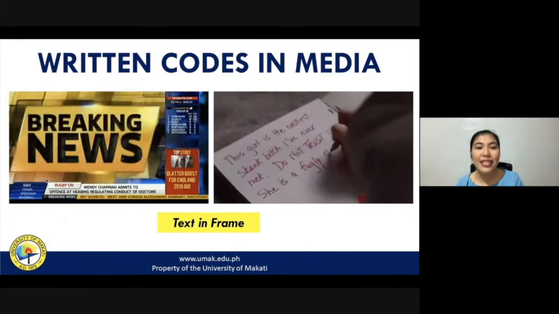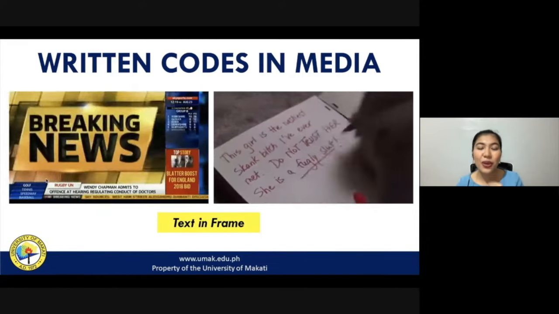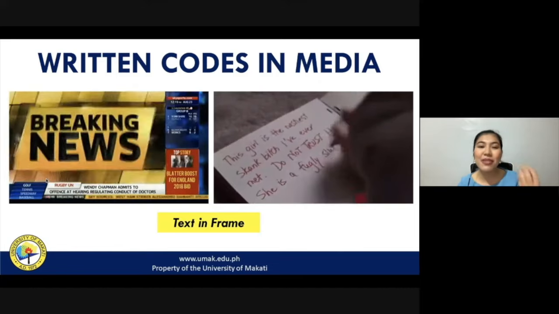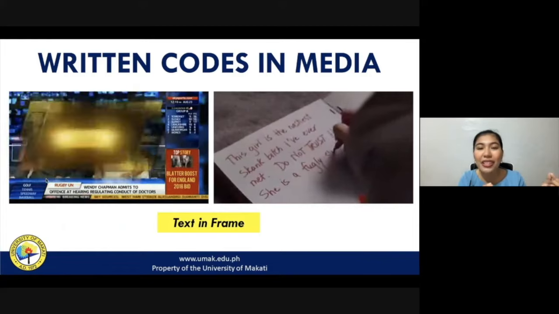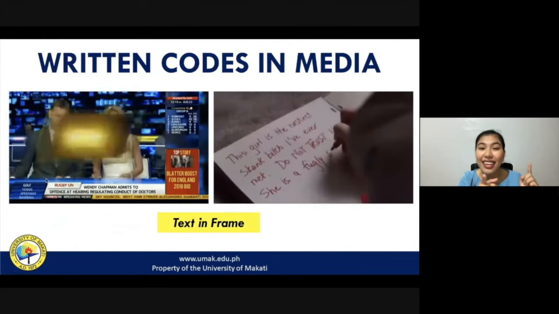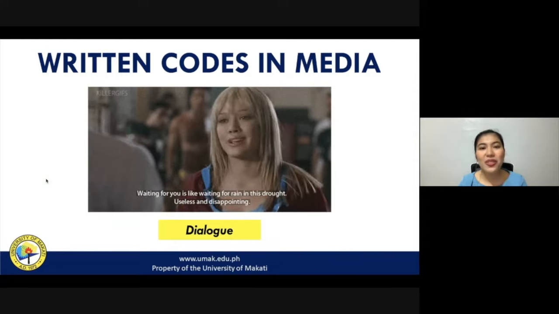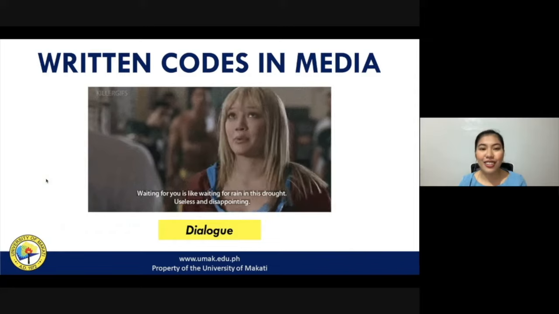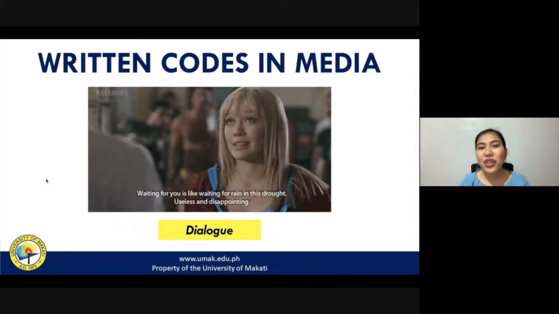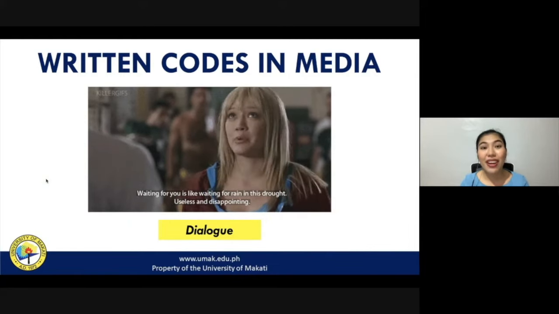In movies, for example, they would often close up whenever the characters or the actors are writing something, or sometimes when they are texting someone, a pop-up would appear on the screen that shows exactly what they are texting. Dialogue is also a very important written code because all movies, all television shows, even news reports actually start from written dialogues or written scripts. And a good script would often translate to a good production of media formats.